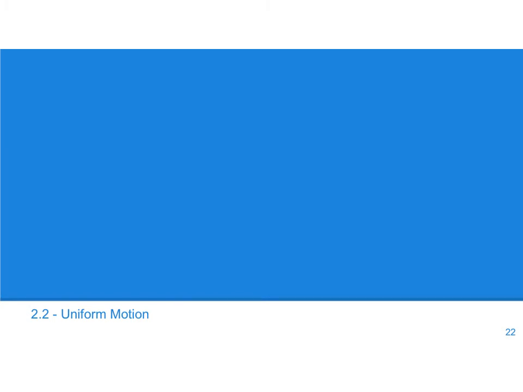So now that we understand our coordinate system and how we're going to take these position versus time graphs to make velocity versus time graphs, we can start talking about our first branch of kinematics, which is uniform motion. And I want to define this before we get into it. So uniform motion.